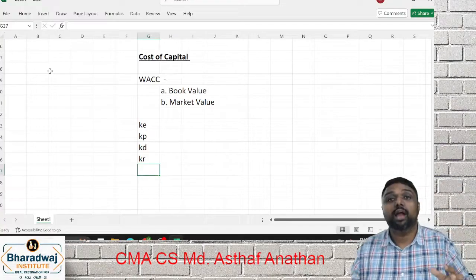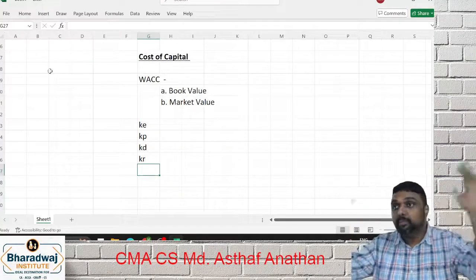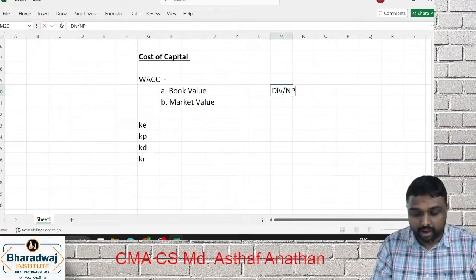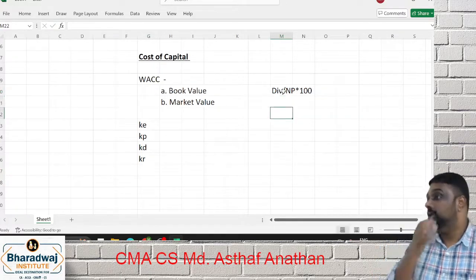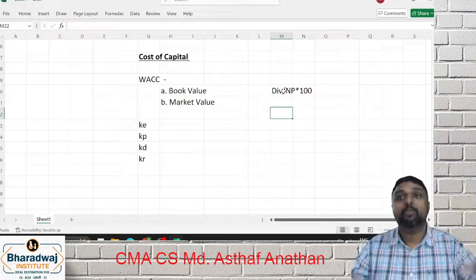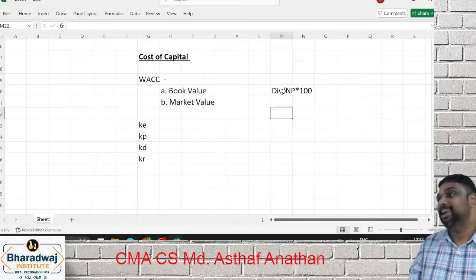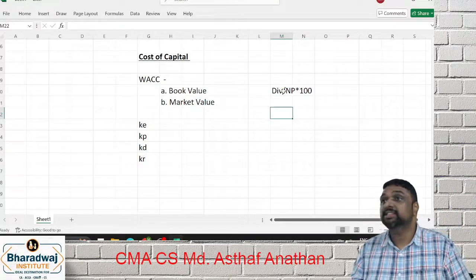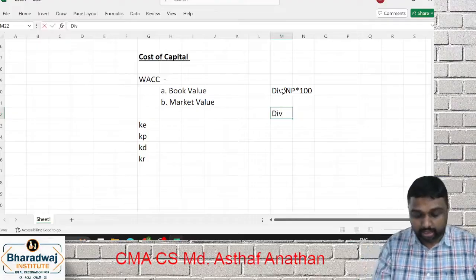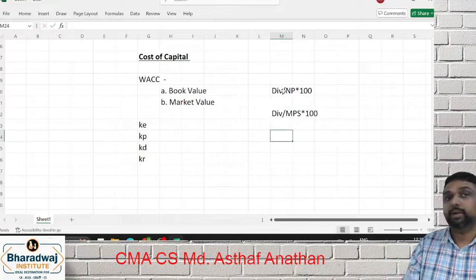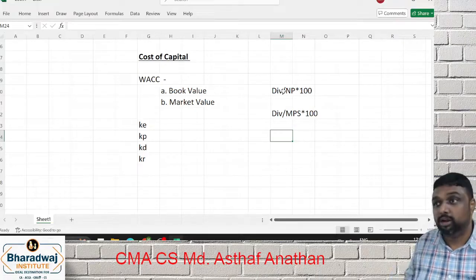The first formula, if it is a first time issue: dividend by net proceeds into 100. Net proceeds is what? Face value plus premium or minus discount, minus flotation cost. Flotation cost is the issue cost. Then we discussed if it is in the market, that is constant dividend: dividend divided by market price into 100. This is the second formula we have discussed.